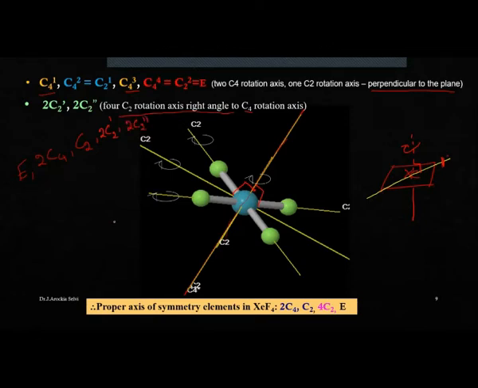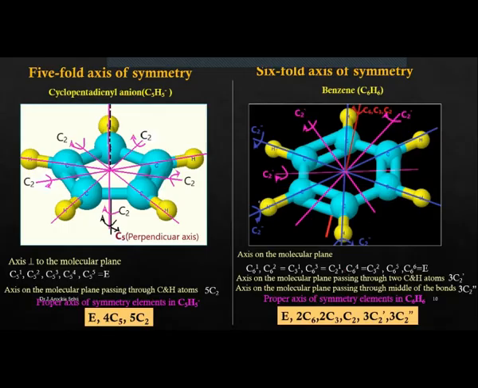So all are put together, which results in 2C4, C2. This blue color, why I am representing, is actually the perpendicular axis, which is in the C4. C2 is along with the C4. Then these 4 C2s where the rotational axes are in the plane. Then E. So this is how we get the various proper axis of symmetry elements for the molecules, possible ways.